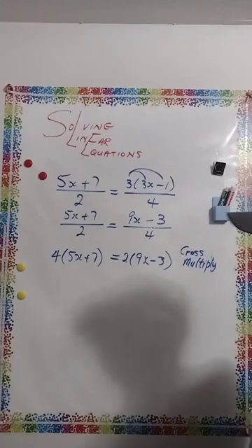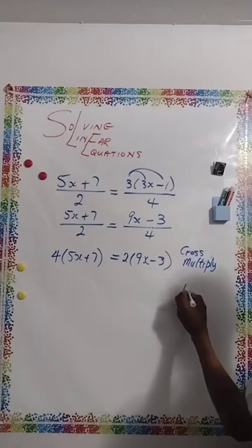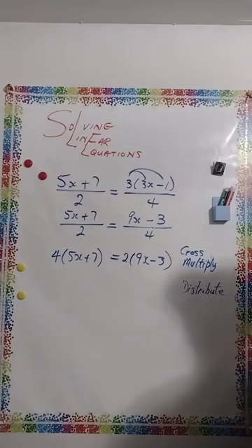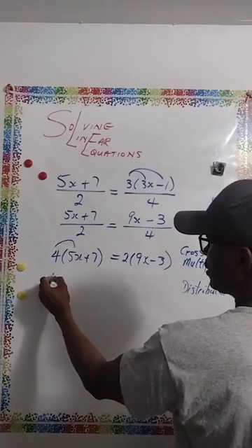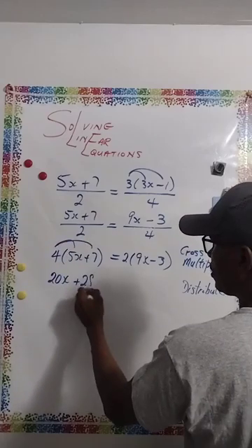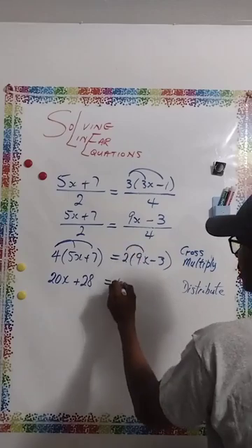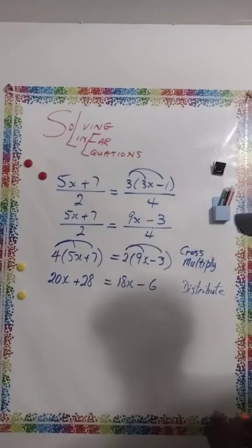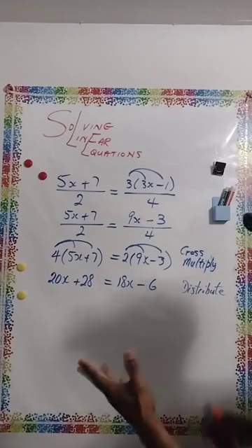From there, we're going to go through the process of distributing. So let's go and distribute. We're going to have 4 times 5x is 20x. 4 times 7 is 28. And over here we're going to do 2 times 9x, which is 18x, and 2 times negative 3 is negative 6. Good.